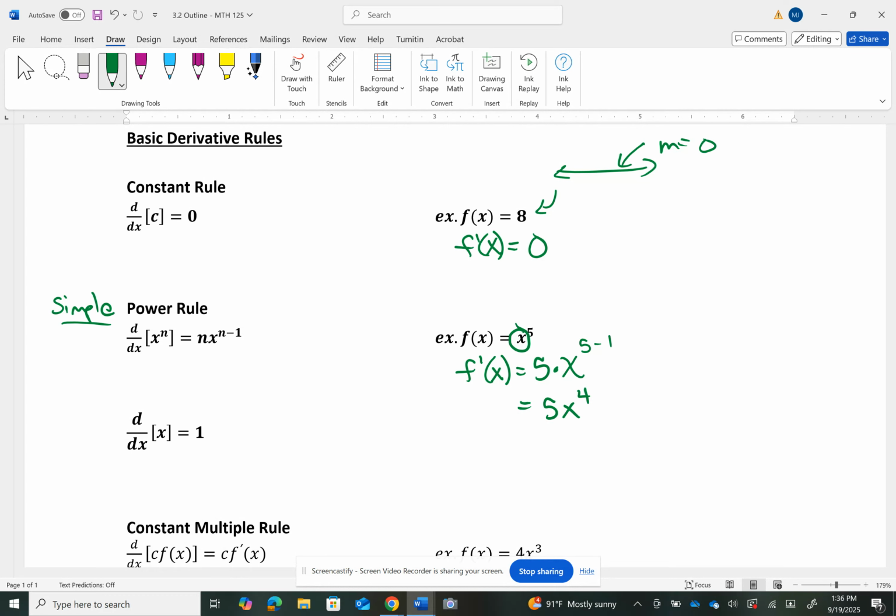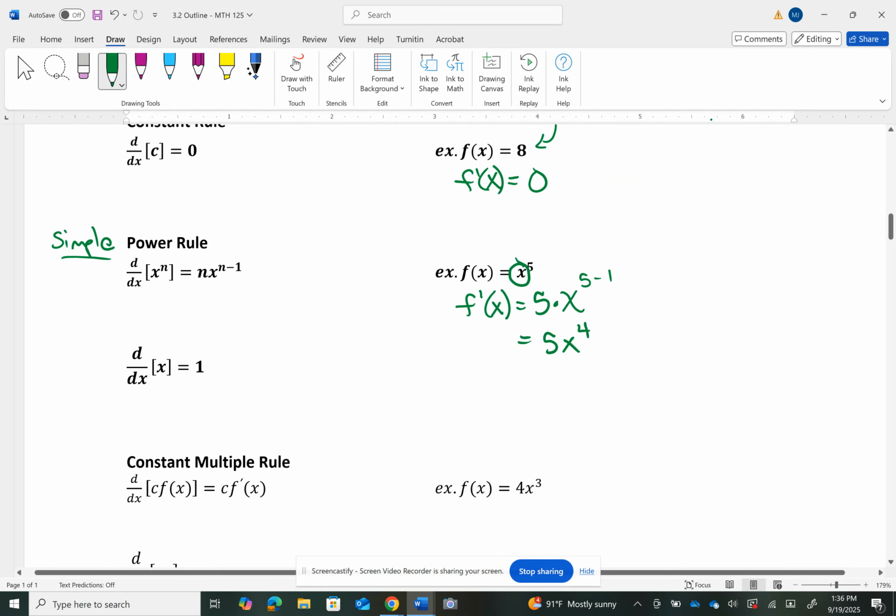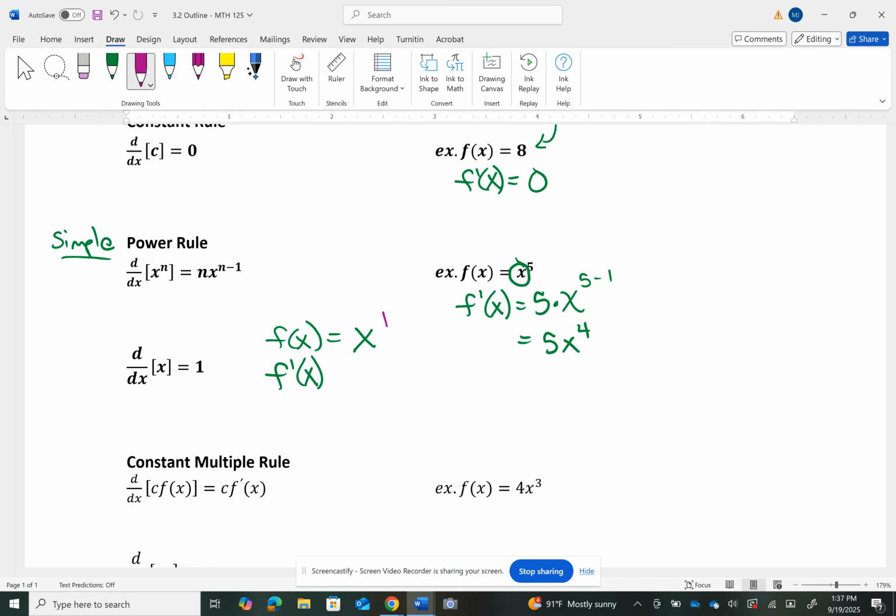Now the derivative with respect to x of x turns out to be 1. So if f of x equals just x, then the derivative of that would equal 1, and here's why. Because it's understood to be to the first power. So you can bring the 1 down in front, and then you'll have x to the 1 minus 1, and that would be 1 times x to the 0, and so that would be 1 times 1, which is 1.